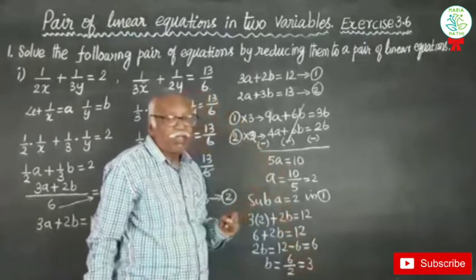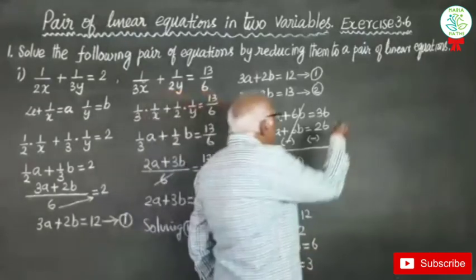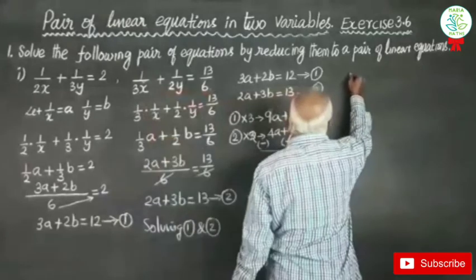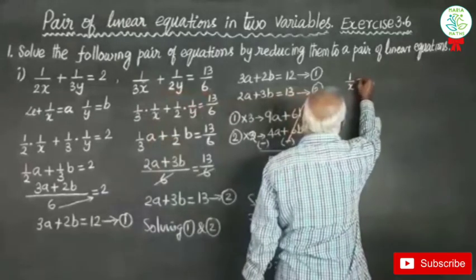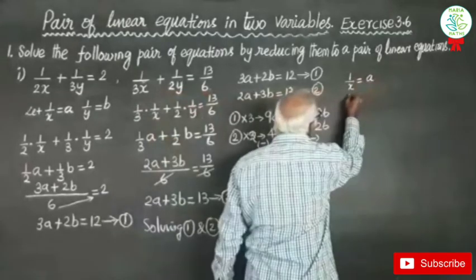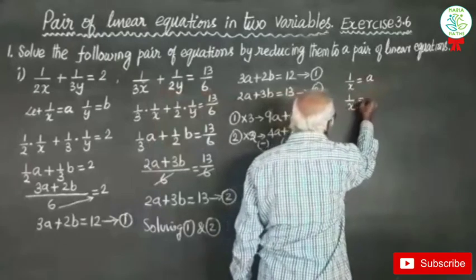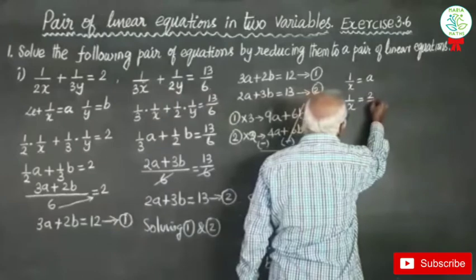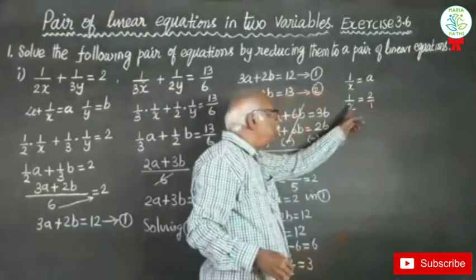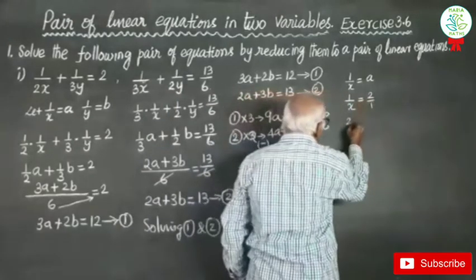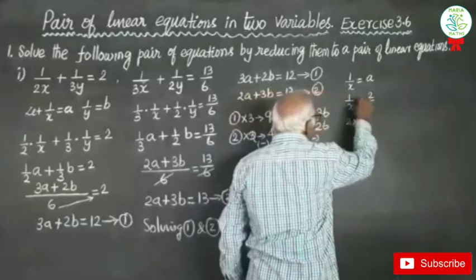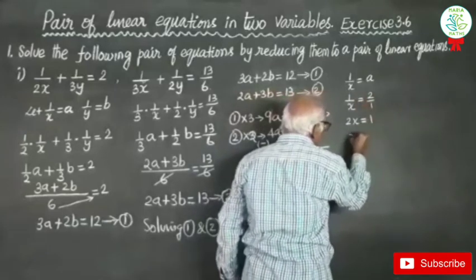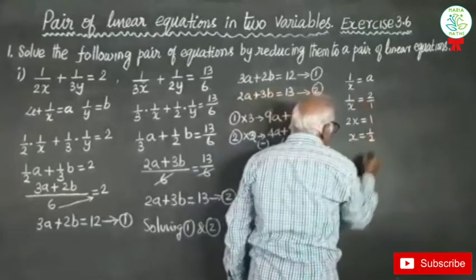Now we have to find the values of x and y. Suppose 1 by x is equal to a. 1 by x is equal to a, which is 2. 2 means 2 by 1. Now cross multiply: x into 2, 2x, is equal to 1 into 1, which is 1. 2x is equal to 1. So x is equal to 1 by 2.